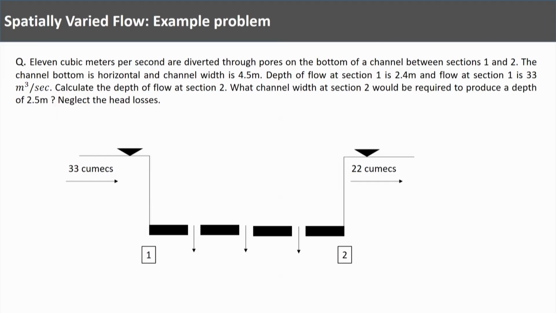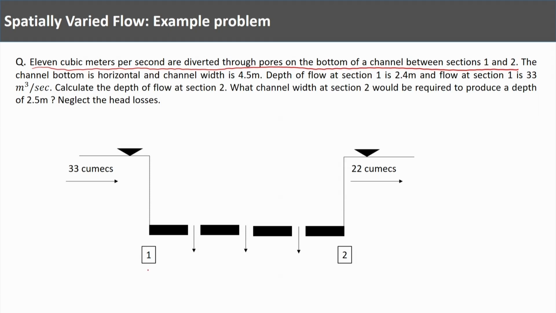So, now let us solve one example problem. This is a spatially varied flow example problem with decreasing discharge, so in this case discharge is decreasing. Let us read the problem. The problem here is that 11 cubic meters per second are diverted through pores on the bottom of a channel between section 1 and section 2. So, what does it mean? That 11 cubic meters of water has been diverted through the pores of the channel bottom between section 1 and section 2.